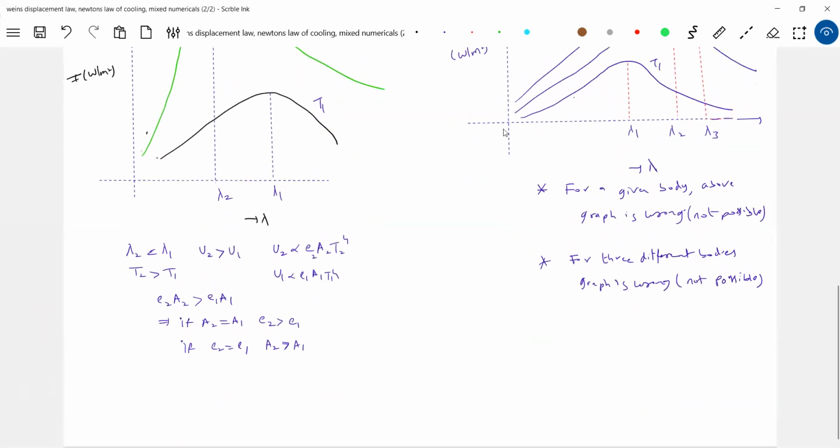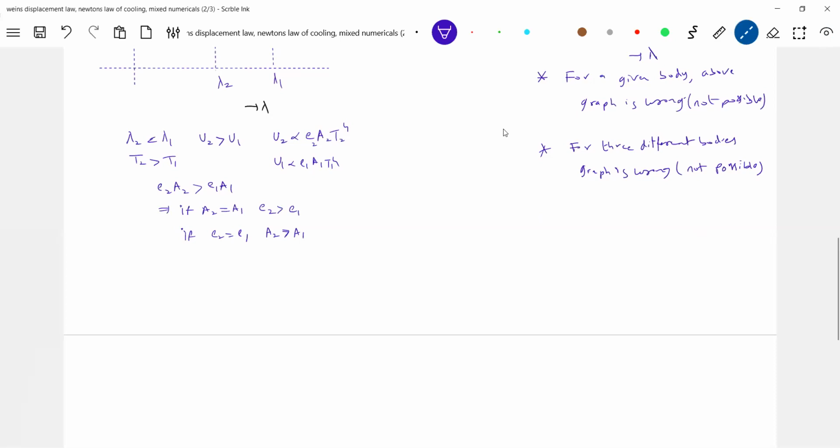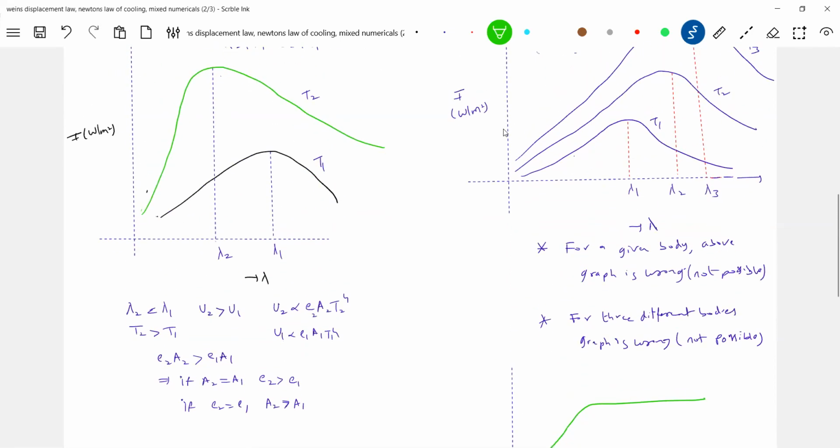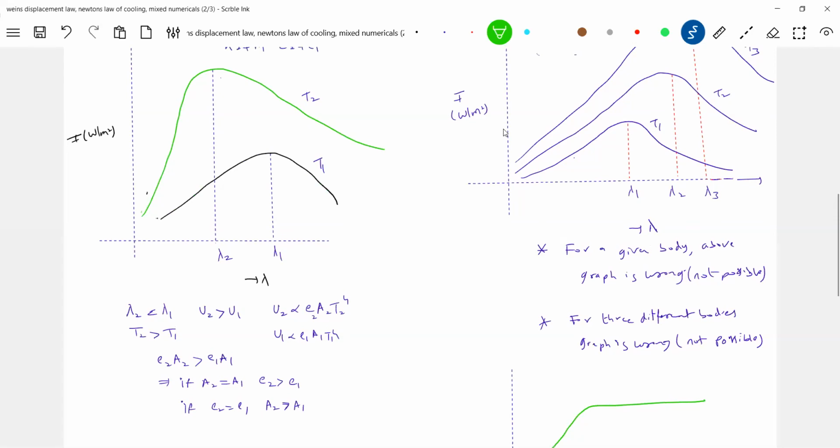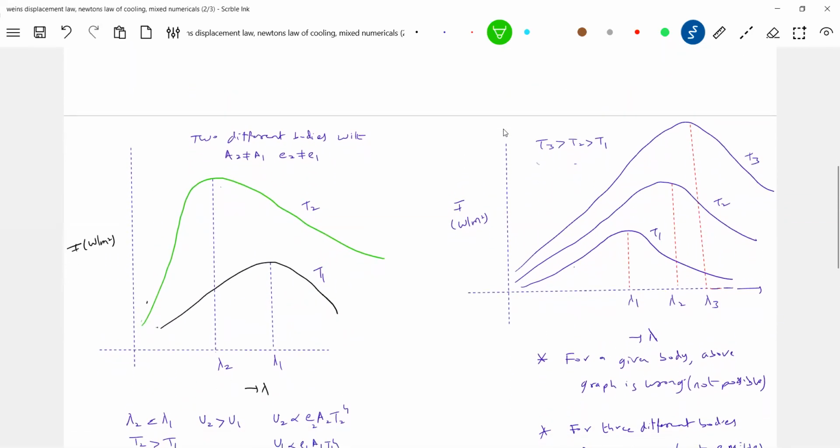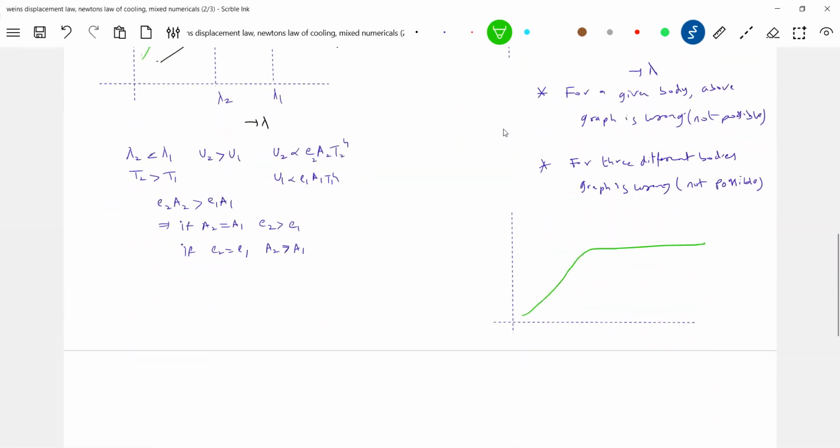Okay, now next again. Is it possible to have this? Sir, in the above graph, you wrote that E2A2 will be greater than E1A1, no, sir? Here we can't say it. If T2 is very much higher than T1, then we can't say. Simple, Wien's displacement law is not obeyed. Finish all, don't bother about emissivity and area. Okay, sir.